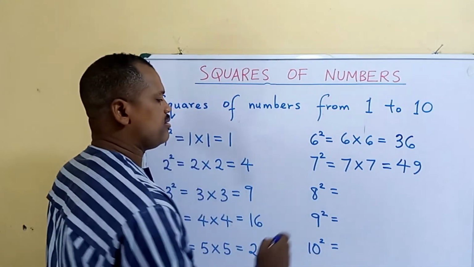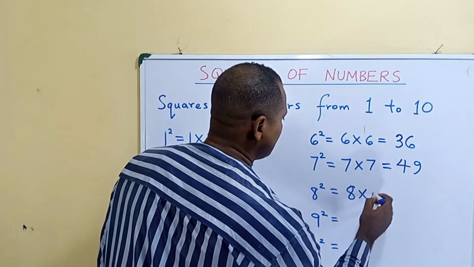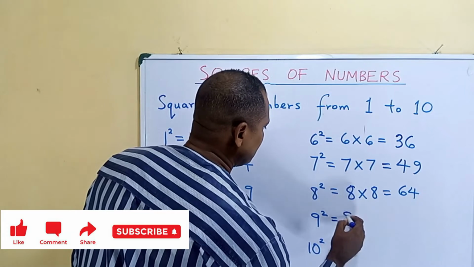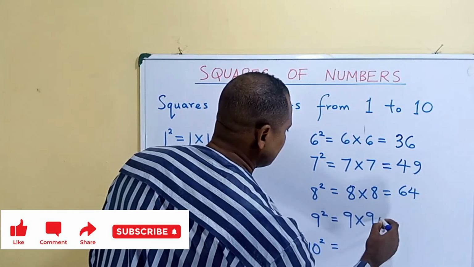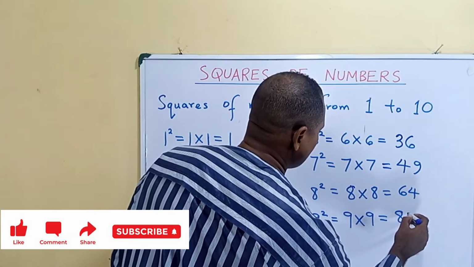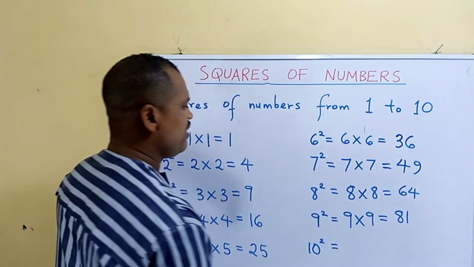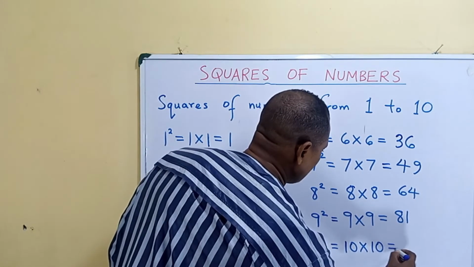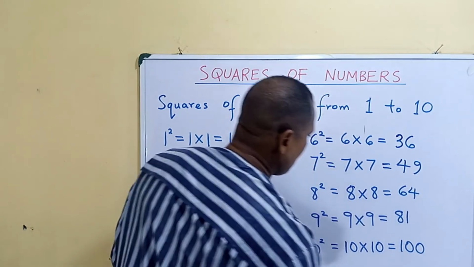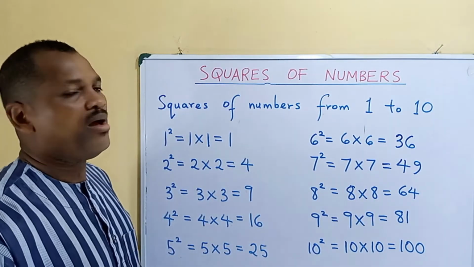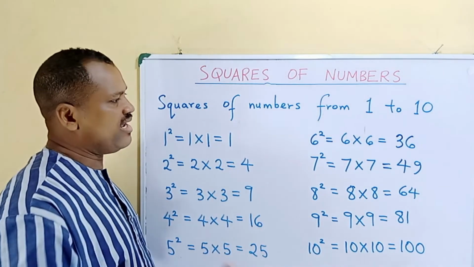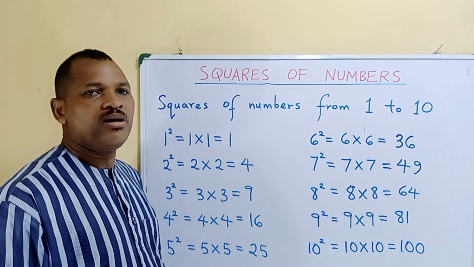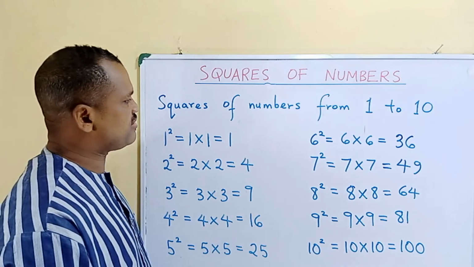8 square means 8 times 8. That will give us 64. 9 square means 9 times 9, and of course that will give us 81. And 10 square is 10 times 10, which will give us 100.